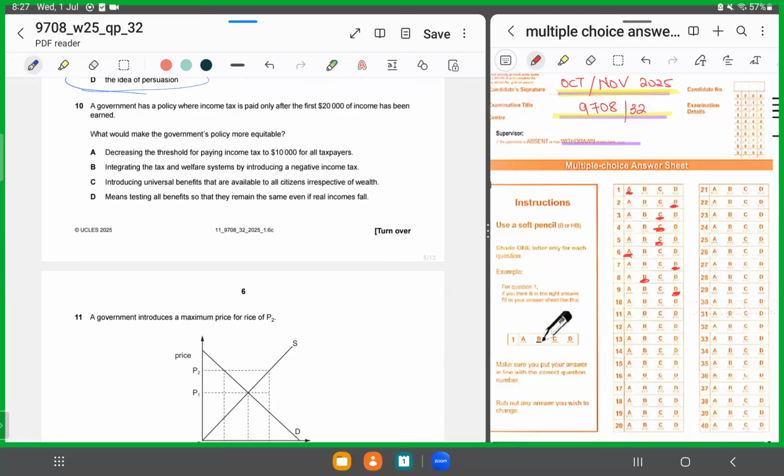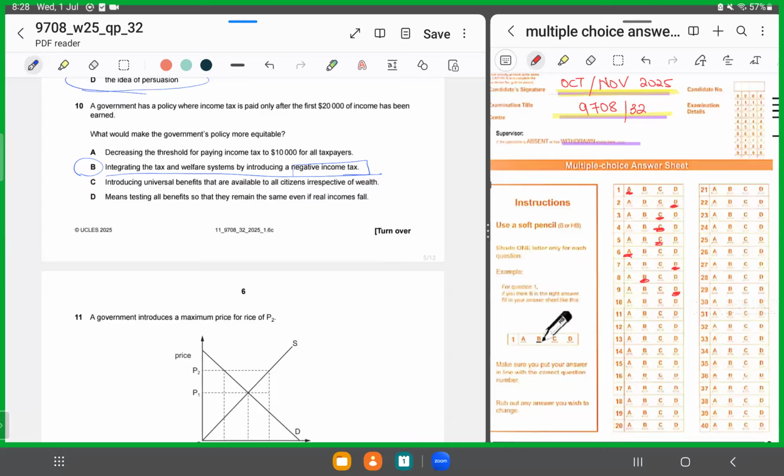Now, if you look at the options, option B talks about integrating the tax and welfare systems by introducing a negative income tax. That's the correct answer. Negative income tax is what? Negative income tax is when low income households receive payments and high income households pay taxes. So this is what is going to make it more equitable, right?